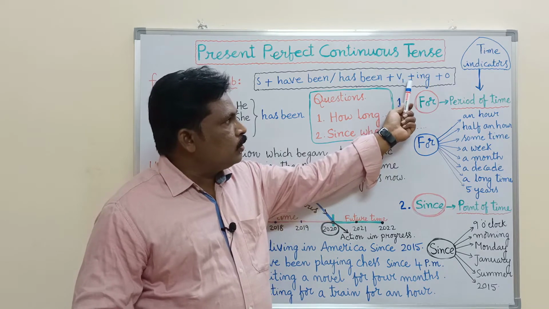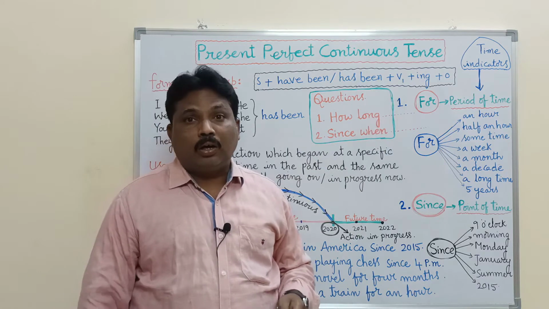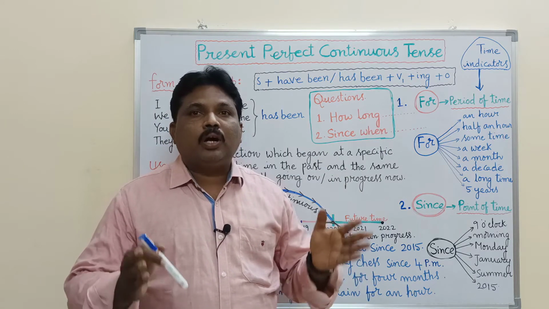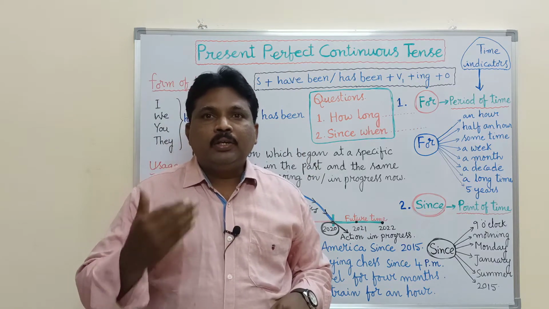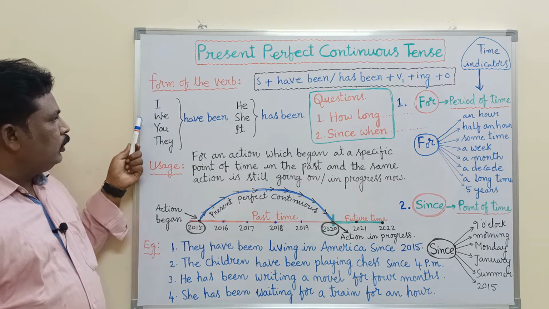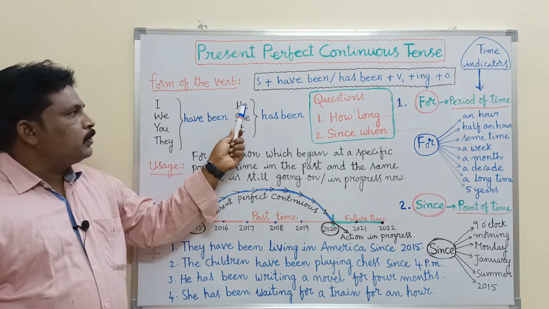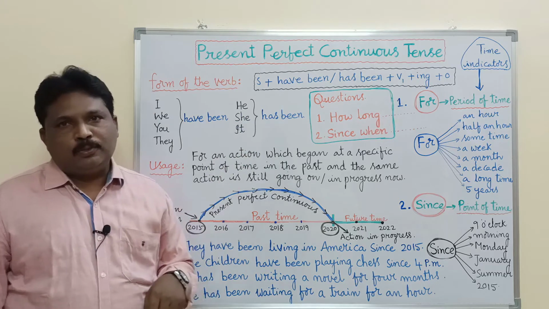Before this main verb, these helping verbs or auxiliary verbs are changed. So they will be used according to the tense we learn or we see. For example, for first person I, we, you, they, have been is used. For third person singulars, he, she, it, has been is used.